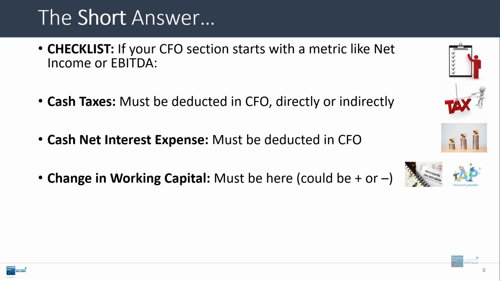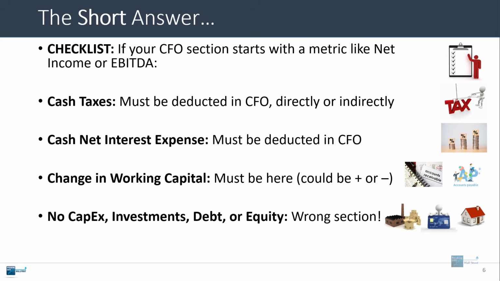It always has to reflect the change in working capital. It could be positive or negative depending on how working capital changes, but it needs to be there. You should not have anything related to CapEx, financial investments, debt, or equity issuances or repayments or anything like that. This is the wrong section for all of those. So if they're here, you need to reclassify them and move them out.